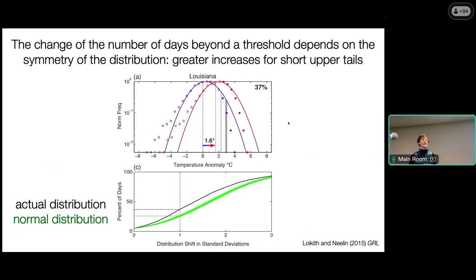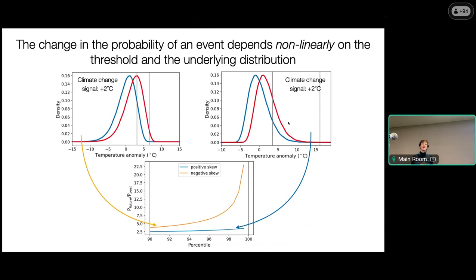The third example is my favorite, and I think the most pernicious, for two reasons. People often like to talk about how the probability of a certain extreme has changed between the past and the future. You see this in the news all the time: this thing was 50 times more likely with climate change. The problem with that is there are two things going on. The first is what's shown on the bottom. Let's just focus on this orange line on the bottom.